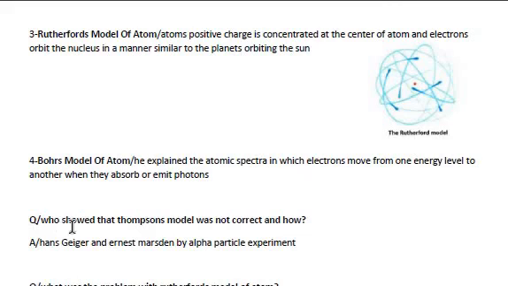We have a question that says, who showed that Thomson's model was not correct and how? There were two scientists, Hans Geiger and Ernest Marsden. They did an experiment with alpha particles, and they proved that Thomson's model was wrong. According to Thomson, atom was a positive sphere where negative electrons are distributed. The name of the experiment is the alpha particle experiment.